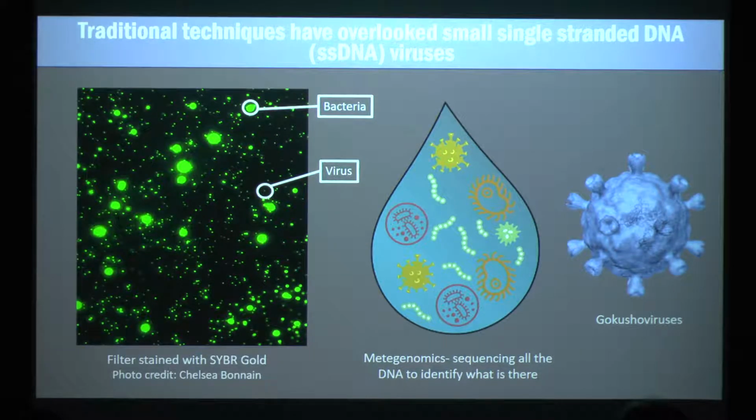So gokushoviruses have a very small genome, so small that when we stain it with SYBR Gold, they don't produce enough fluorescence to be able to see under a microscope. And in the case of metagenomics, it really is biased towards double-stranded DNA. Now, the gokushoviruses only have one strand of DNA, so they were overlooked then too. So how do we know about them?